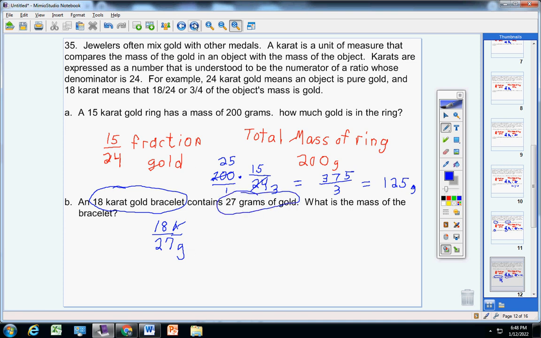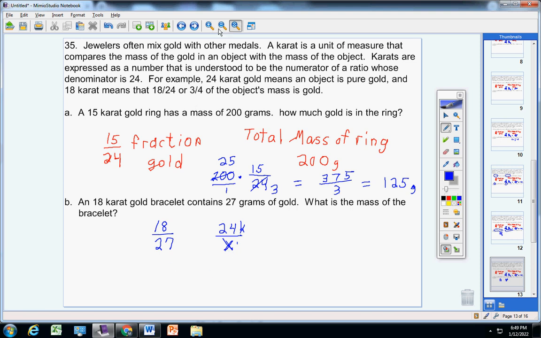So I made a ratio. Now that's going to equal, and I'm asking, what is the mass? Now think about that for a second, Lola. The mass is 24 carats, because if you have 24 carats, that's the entire bracelet. So 24 carats would be the entire bracelet and X would be the entire grams. So they do go together. 18 karat goes with 27 grams of gold. They're both gold. The total bracelet is 24 karat over X.